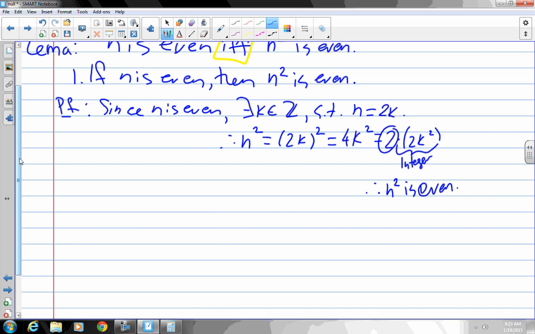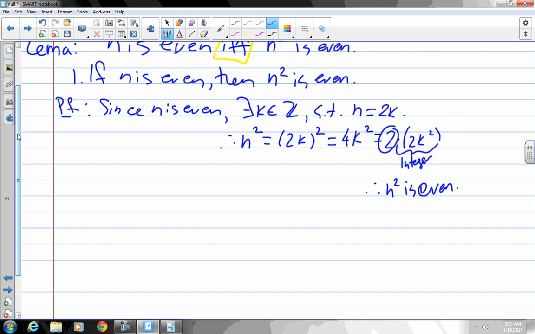Is that okay? So that was pretty straightforward. You go 2k, you square 2k, you get 4k squared, clearly even. 4k squared can be expressed as 2 times something else. That's the definition of even. Now to go backwards, to show that if n squared is even, then n has to be even. It's a little harder.